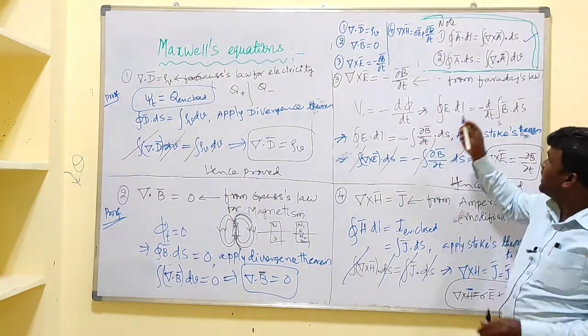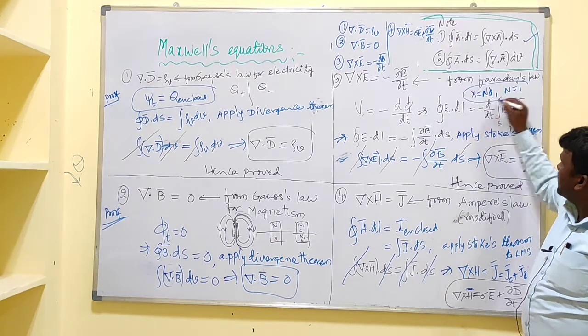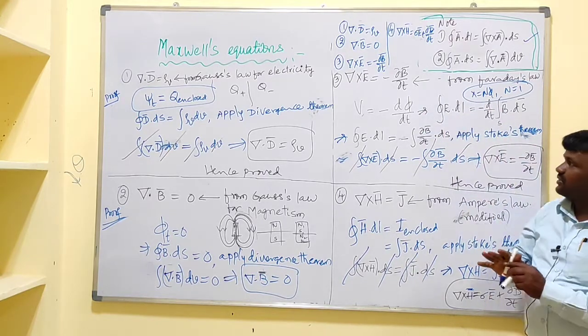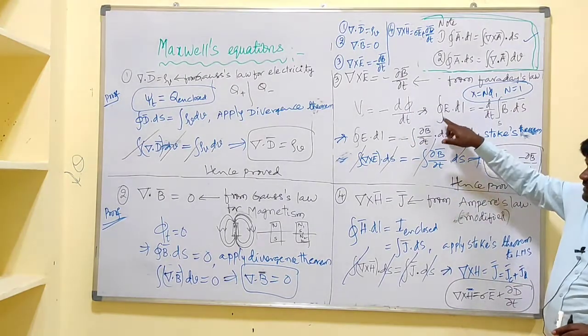Magnetic flux linkage is what? Lambda is equal to N phi. If I take N equal to 1, I will get lambda as what? That means magnetic flux linkage equal to magnetic flux. So that's why directly I consider, instead of lambda I consider phi for the simplicity.